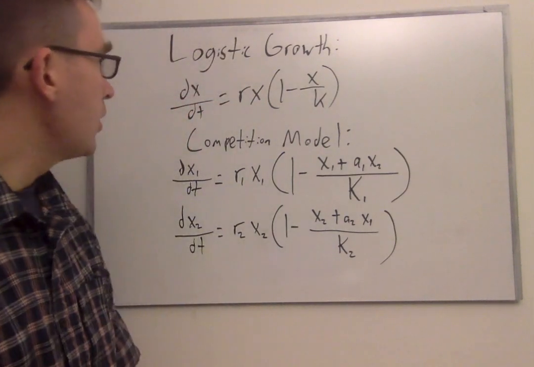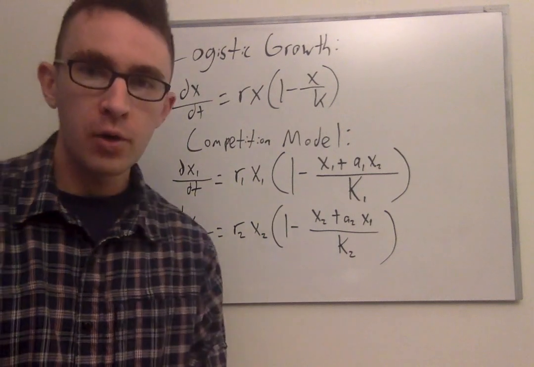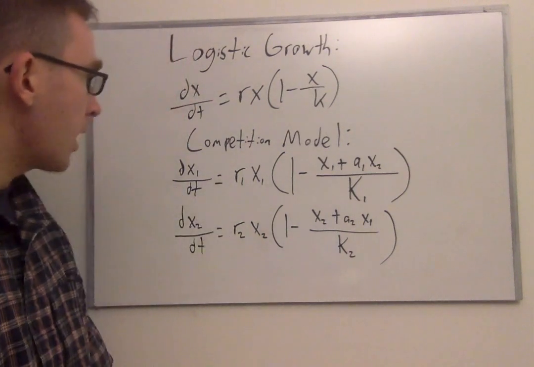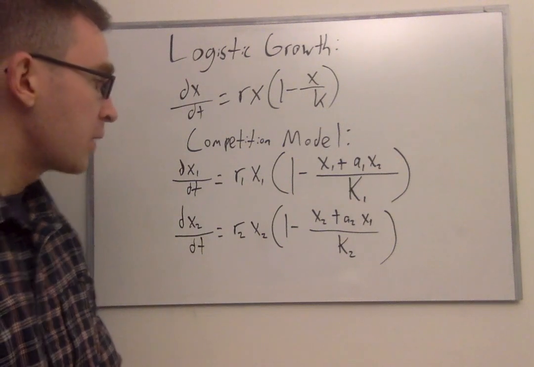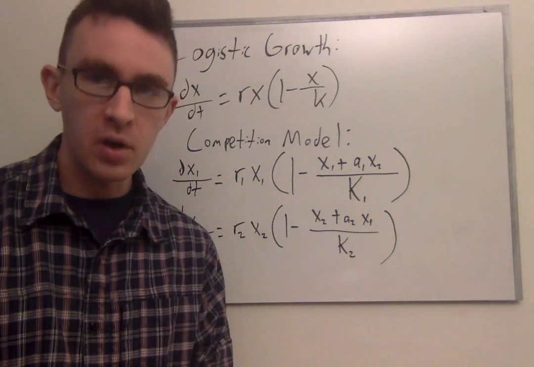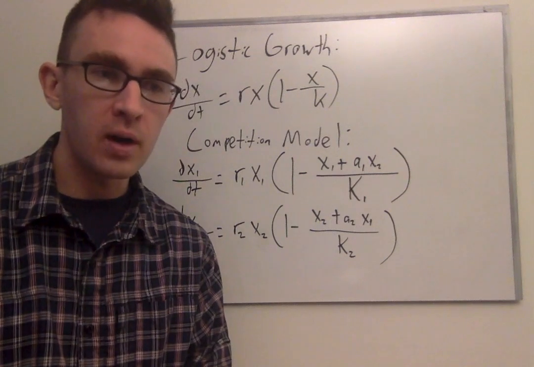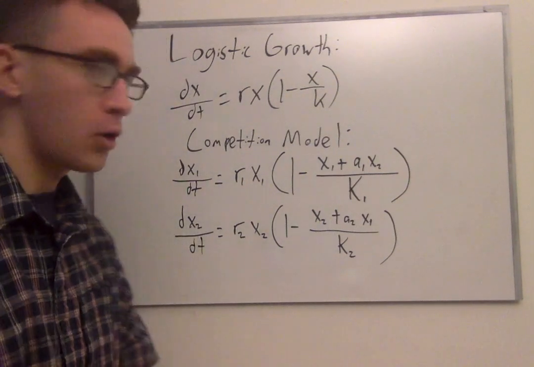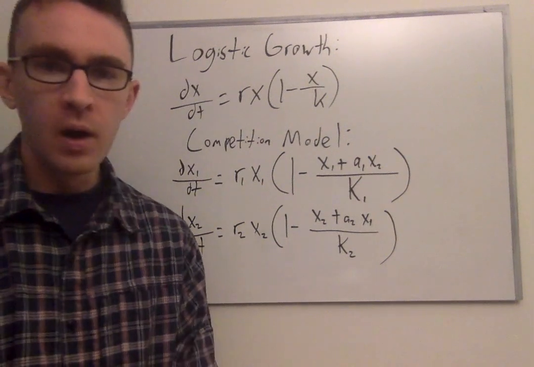So this is going to be a video about the Lotka-Volterra competition model. This is basically a model that explains when two species, two populations of animals, are in competition with each other for a shared resource that they're both competing over.